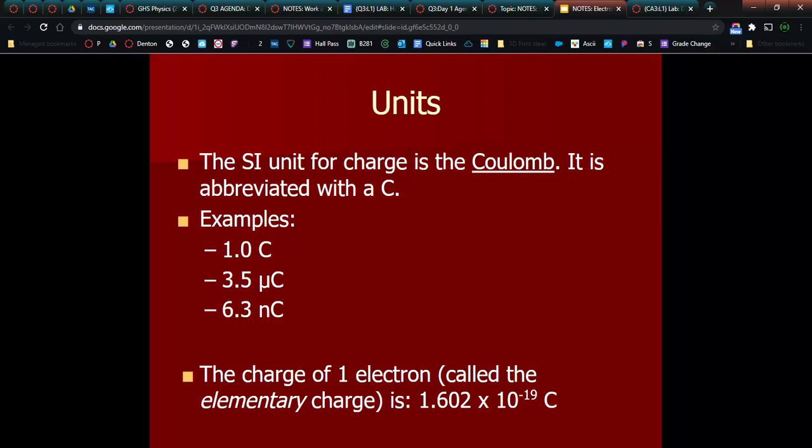But so here, remember the prefix, milli is times 10 to the minus third, micro is times 10 to the minus sixth, nano is times 10 to the minus ninth, if you don't know that. But again, it's just levels of charge, because we don't typically use that much charge. It turns out we don't need anything nearly that much to do our work.